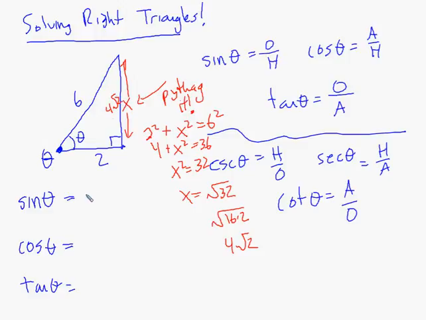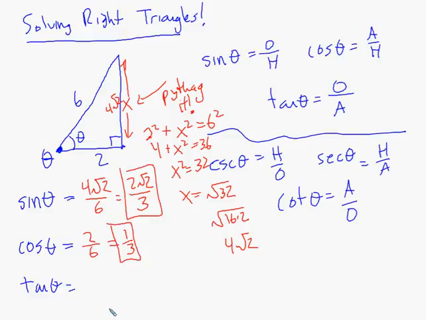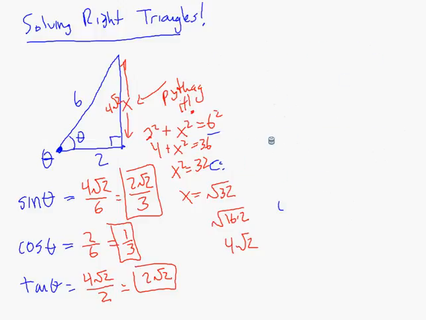Alright, so what's sine? 4 root 2 over 6. And what should we do with that? Can we reduce this? Yes. So it's 2 root 2 over 3. Yep, 2 root 2 over 3. Good job. How about cosine? What's that? 2 over 6, which is 1/3. So that's our answer. Here's our other answer. And tangent. 4 root 2 over 2, which I reduced to 2 root 2. Okay, I'm going to erase all this stuff that's over here, just to give us some room.